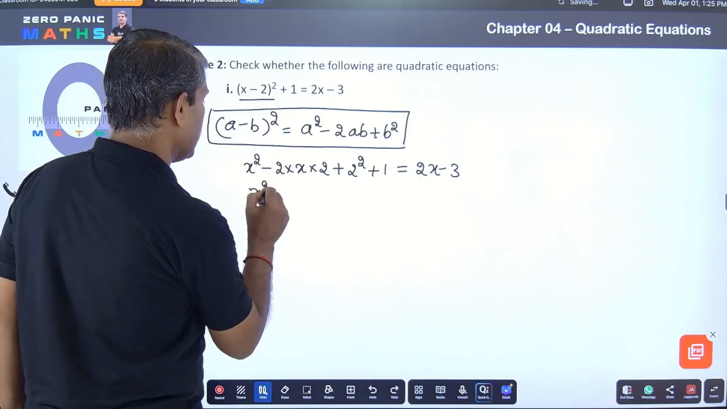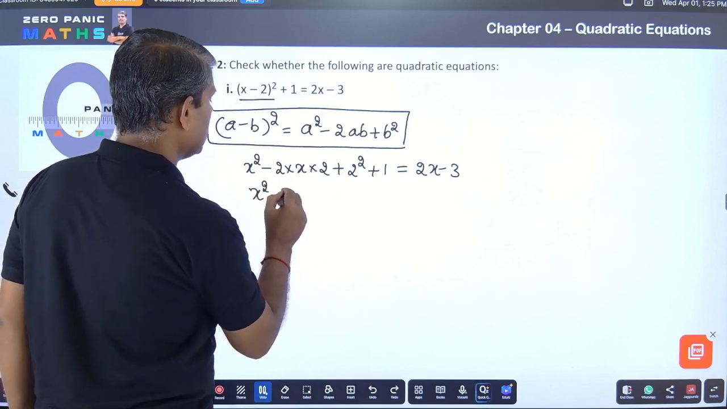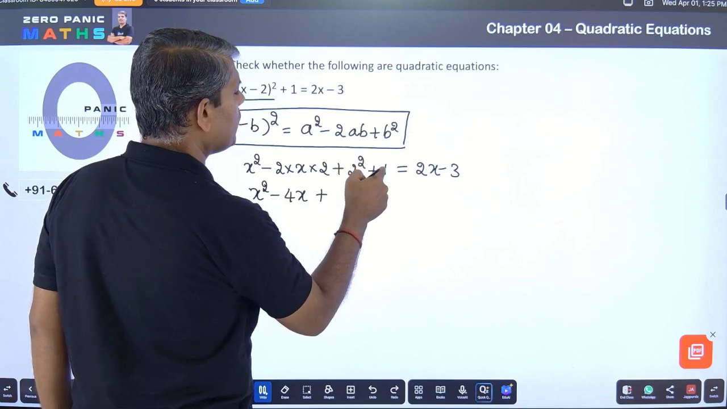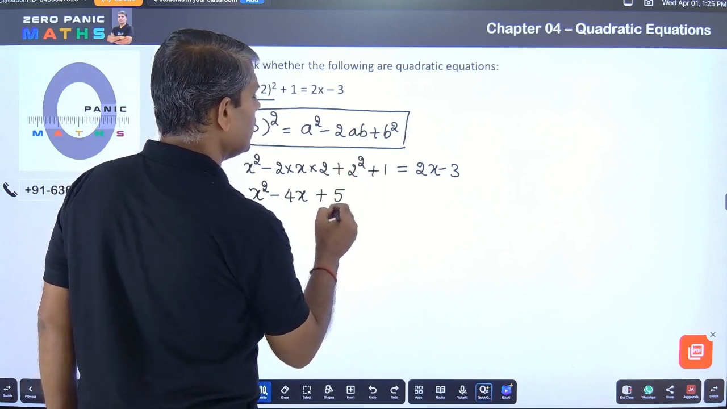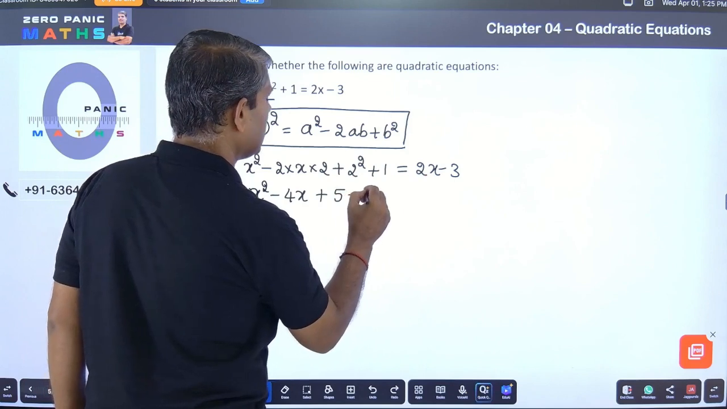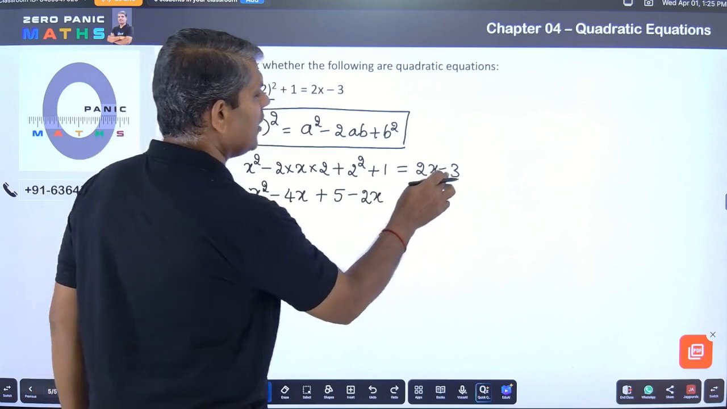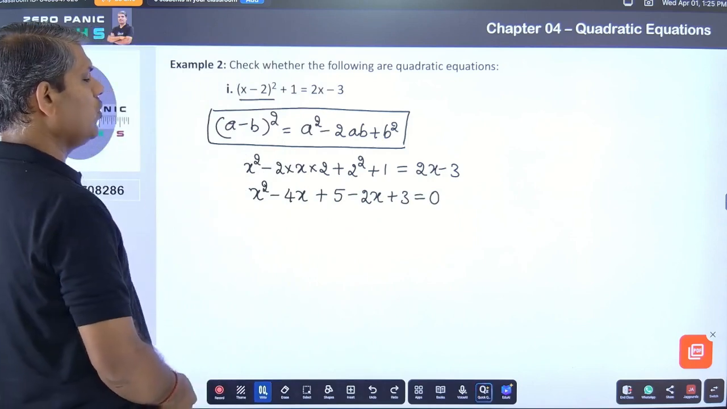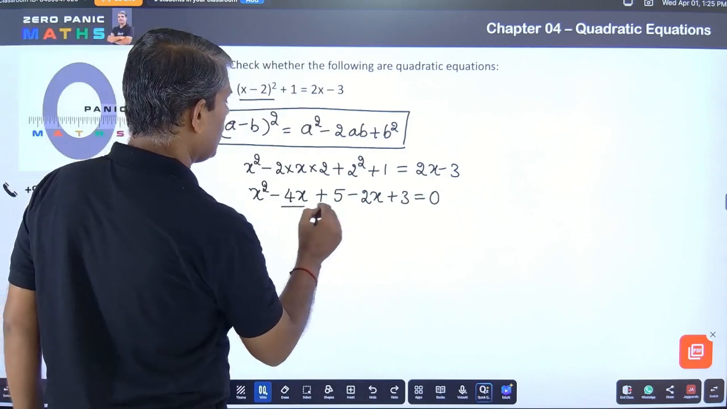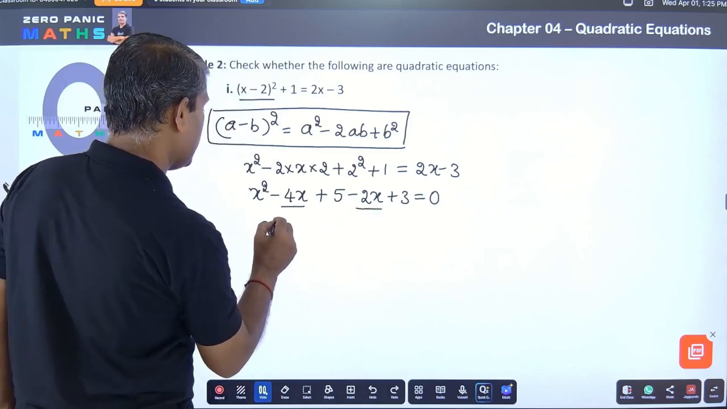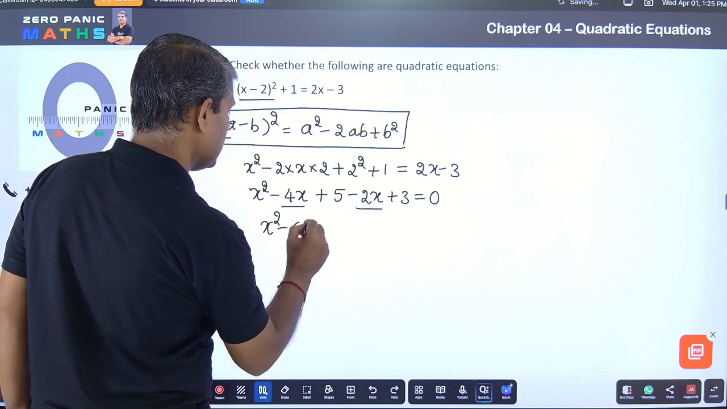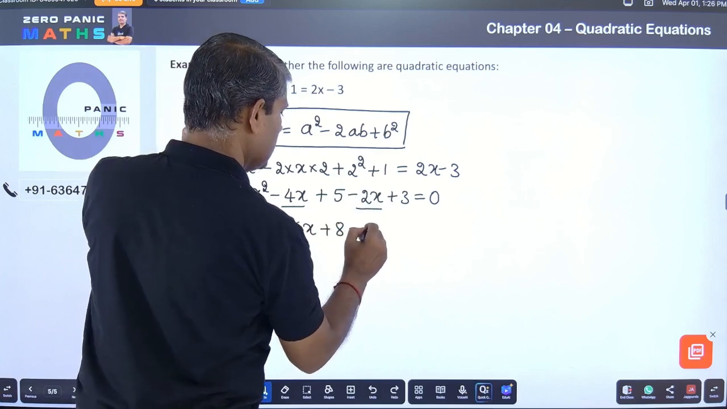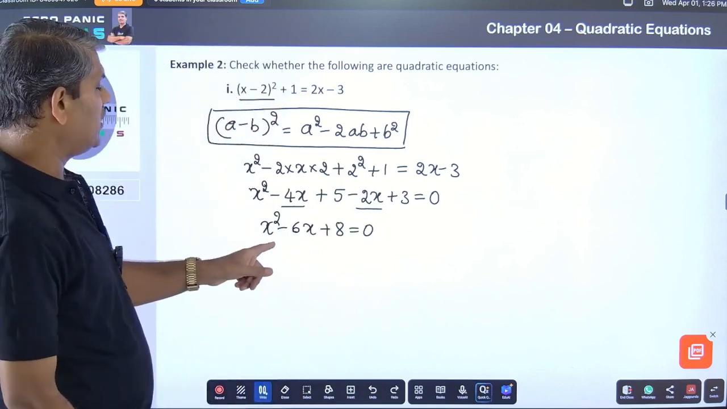Okay, x square minus 2 into 2, 4, that is 4x, right? Plus 2 square is 4, plus 1, that is 5. Take 2x to this side, that is minus 2x, right? And minus 3 taking to the left side will become plus 3, and it will become equal to 0. Okay, now minus 4x minus 2x, x square minus 6x, and 5 plus 3 is 8. Now tell me whether it is a quadratic equation or not.